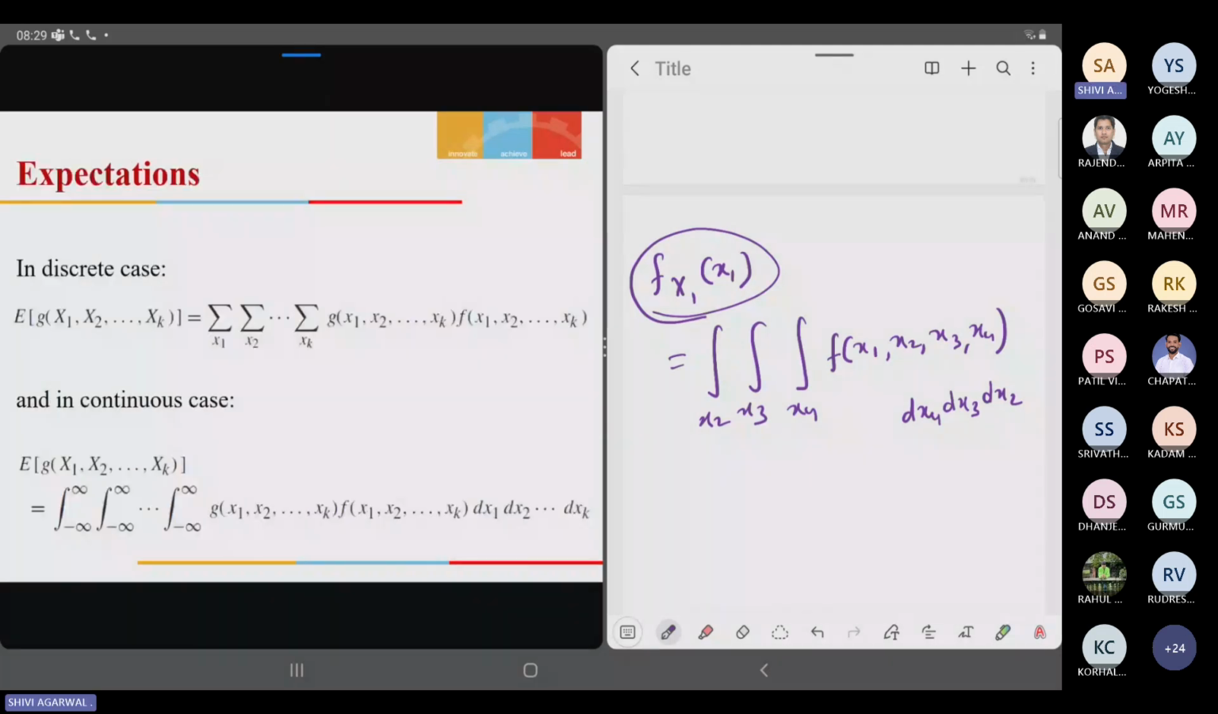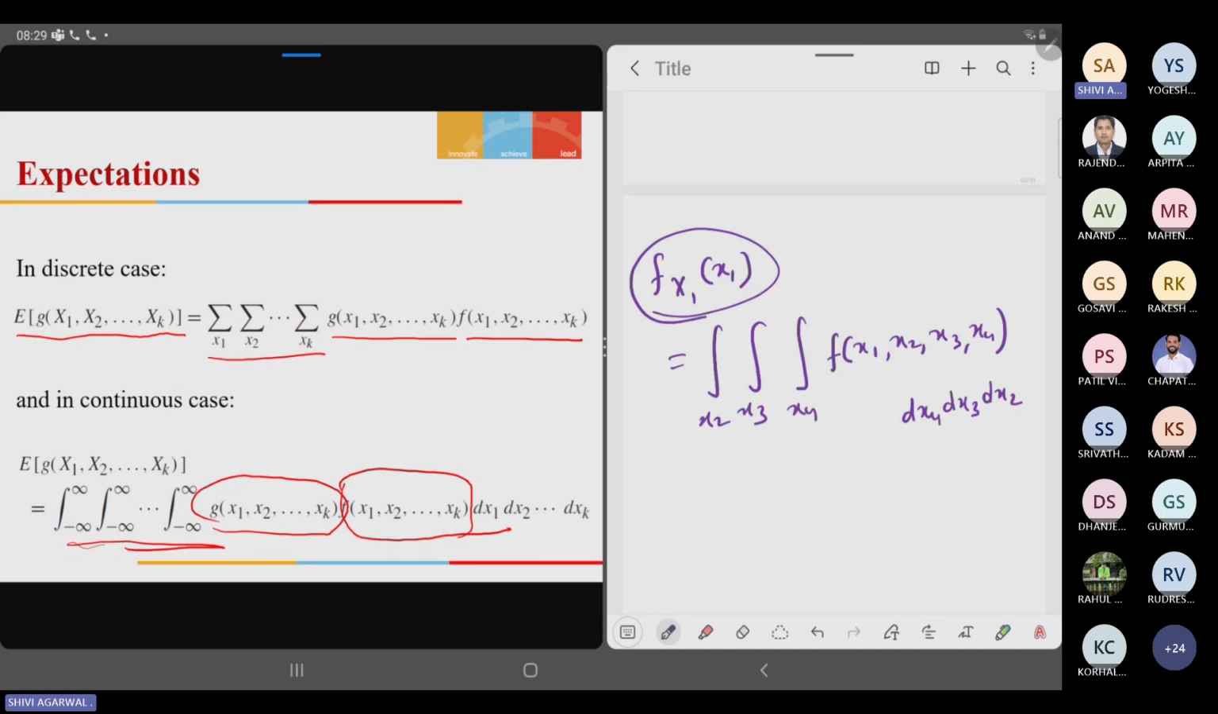Similarly, the expectation for the n-dimensional case. The expectation of any function in the discrete case is the summation over the n-dimensional space of the function multiplied by the joint density function. In the continuous case, we take the integration k times of the function multiplied by the joint density function, integrating with respect to x1, x2, up to xk respectively.